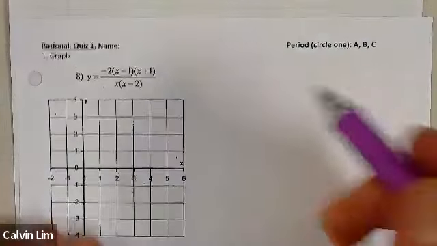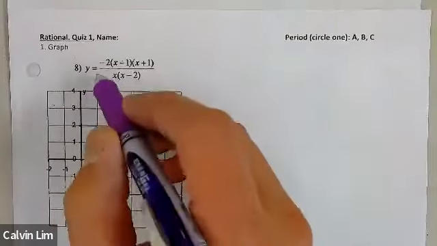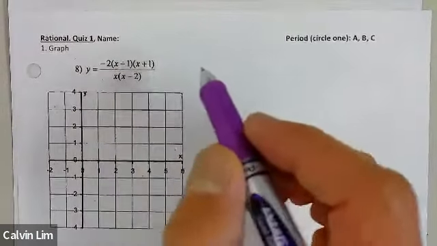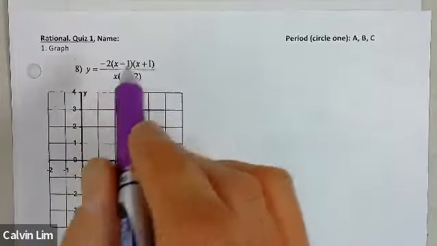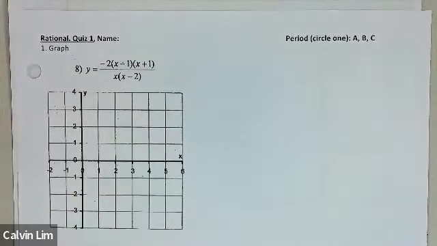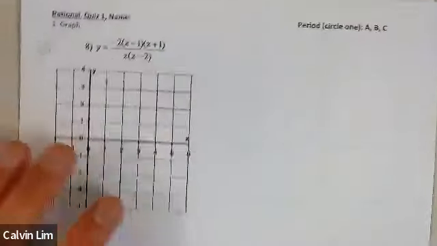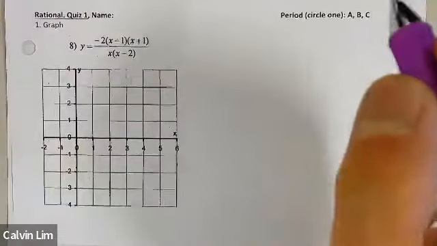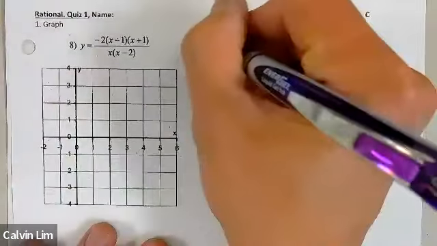Okay, so the first question here: you're asked to graph y equals -2(x minus 1)(x plus 1) divided by x(x minus 2). So following the procedure that I outlined in my R1 and R2, what do you identify first?